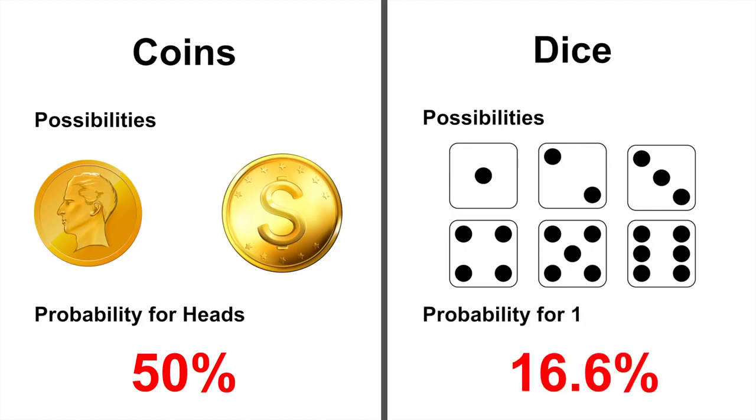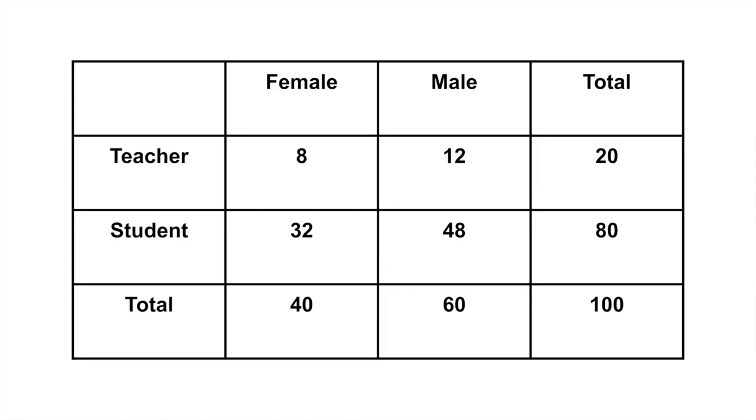Conditional probability is the likelihood of an event or outcome occurring based on the occurrence of the previous events or outcomes. Conditional probability is found by multiplying the probability of the event that has happened by the probability of the given event. Let's take an example of a school that has a total population of 100 people, which is made up of teachers and students.